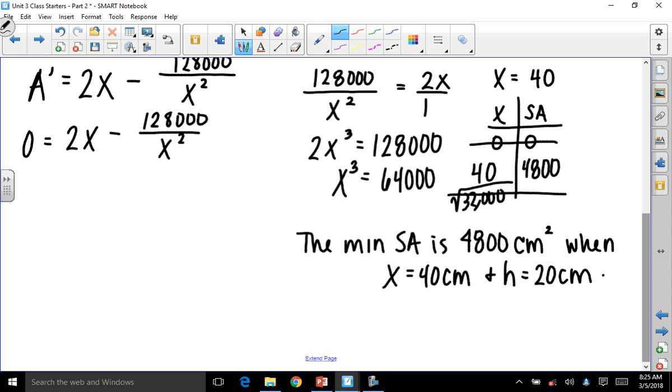So if you want to make a box that has a volume of 32,000 cubic centimeters, then the way you're going to do that with the least amount of material is to make the base 40 by 40 centimeters and the height 20 centimeters. So is there technically not a different value for the maximum and the minimum?